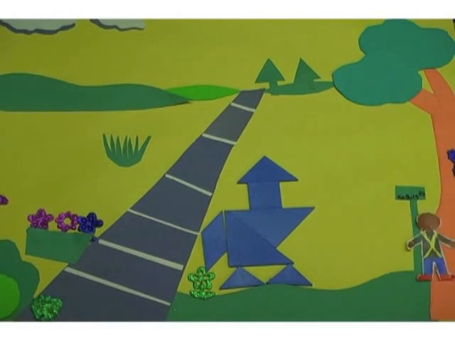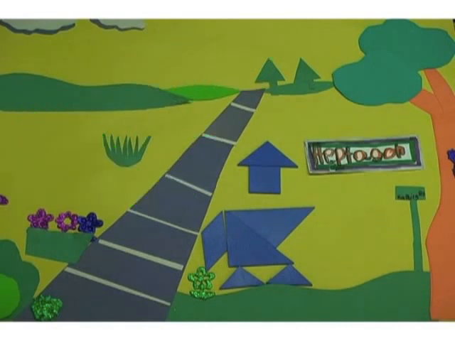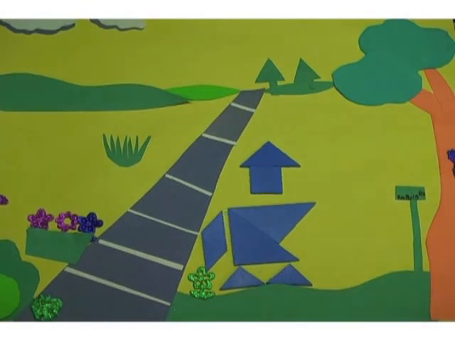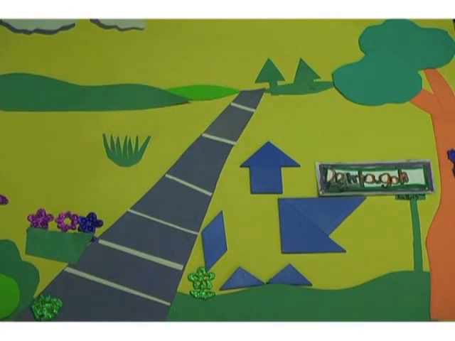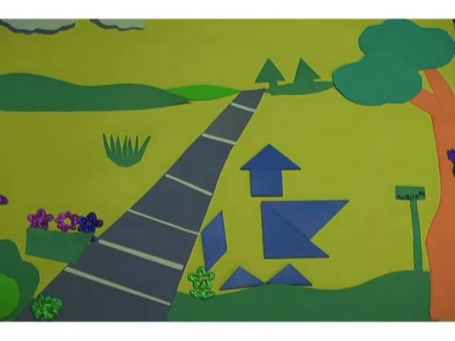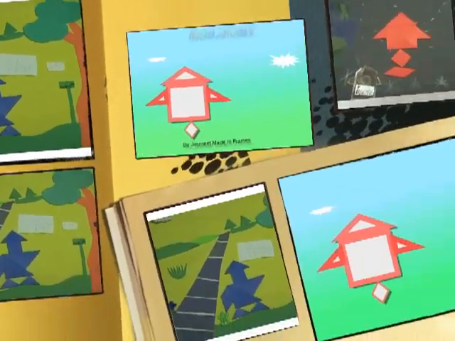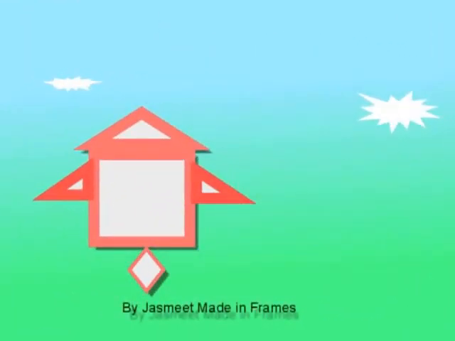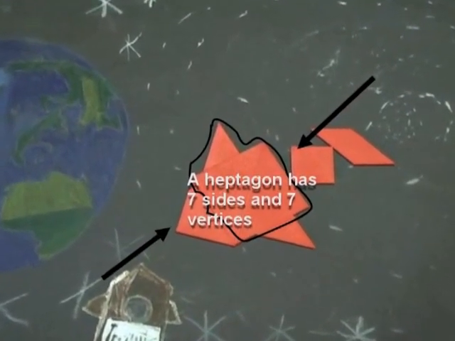A heptagon has seven sides and seven vertices. A pentagon has five sides and five vertices. A heptagon has seven sides and seven vertices.